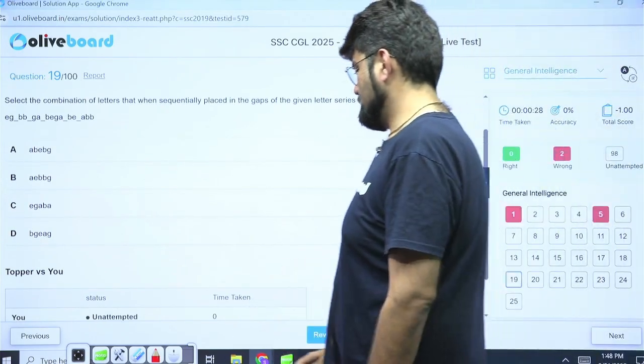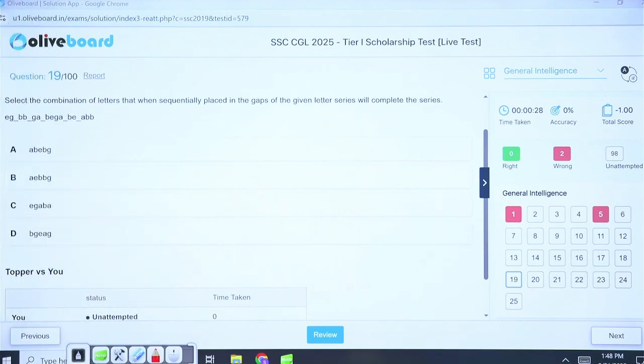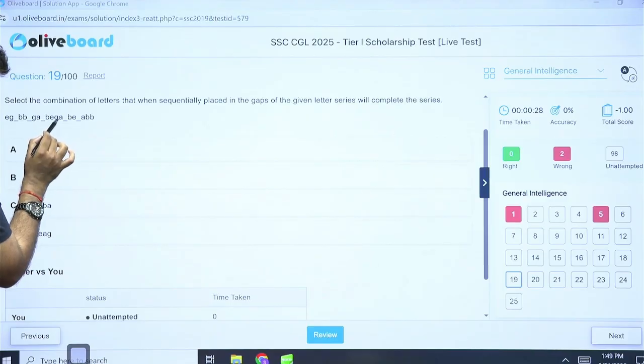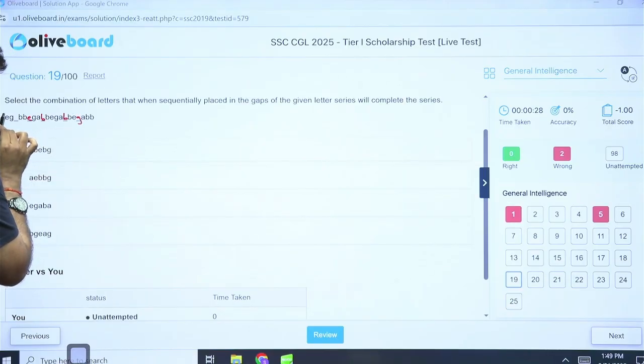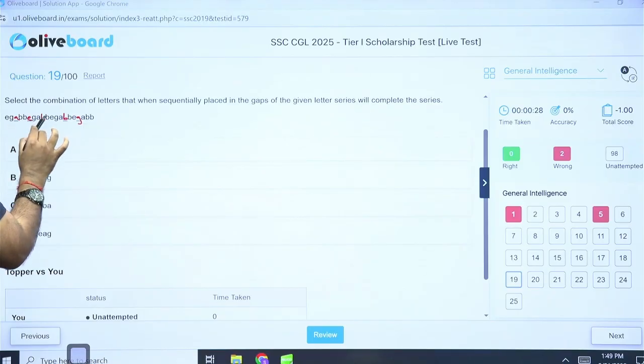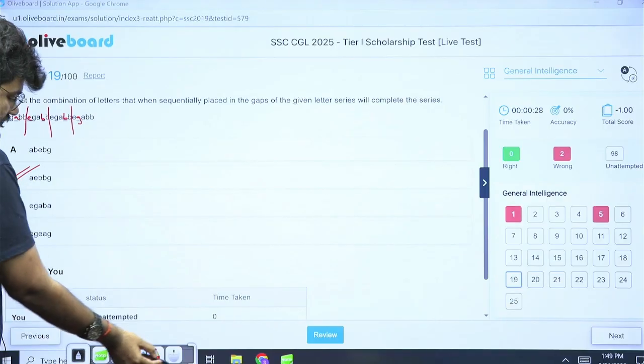Interesting. Pillars. Okay, what is happening? BEGA BB. BEGA BB. EGA BB. These should be the ones. Okay. Is it making sense? AEBBG, AEBBG, option B. EGABB, EGABB. Yes, option B is the right answer. Simple observation based question.